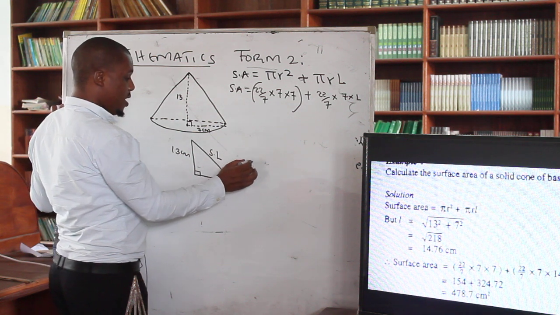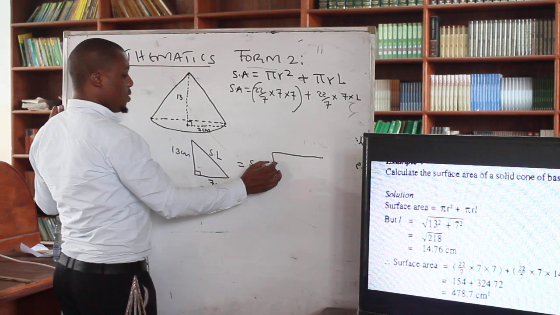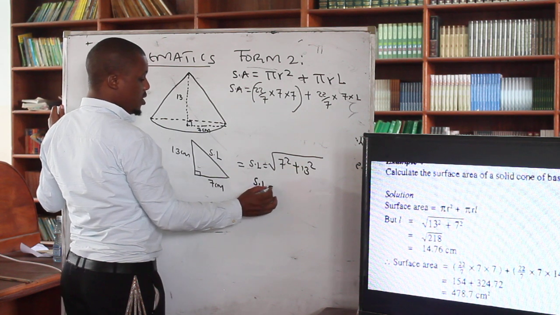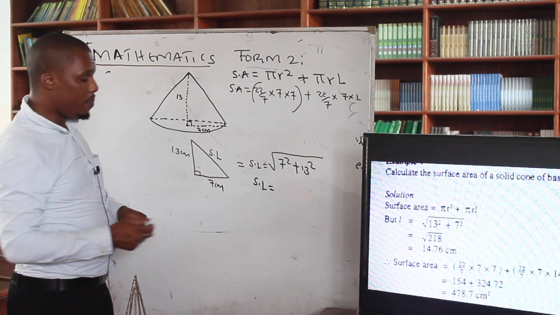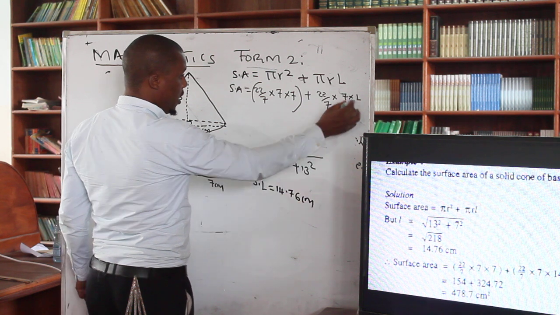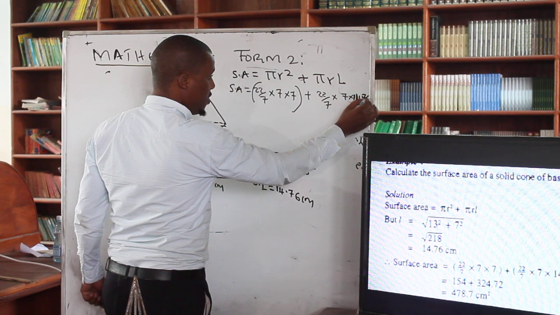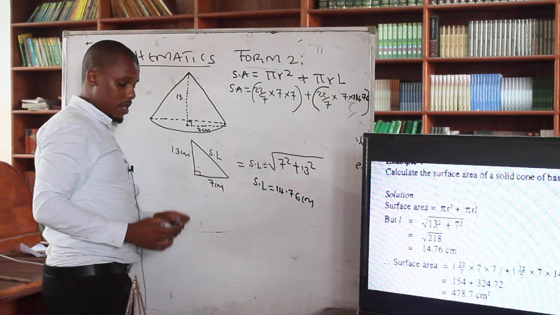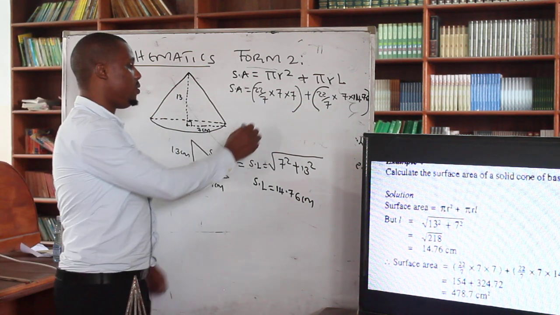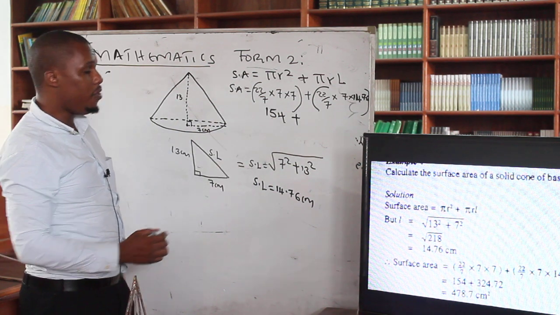The slanting length is given by the square root of the two shorter sides, so 7 squared plus 13 squared. The slanting length is 14.76 centimeters. From there you replace it here, multiplying by 14.76 centimeters. Working out the first part, you get 154 from the calculator. Then plus the other one, which from the calculator is 324.72.